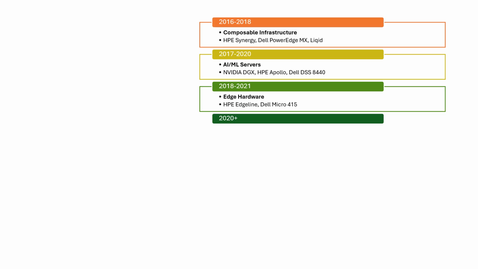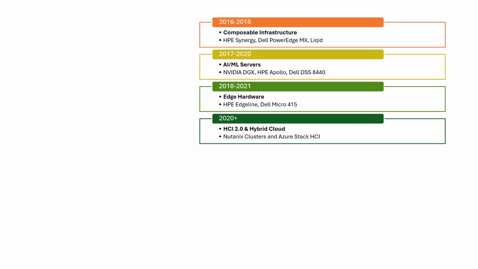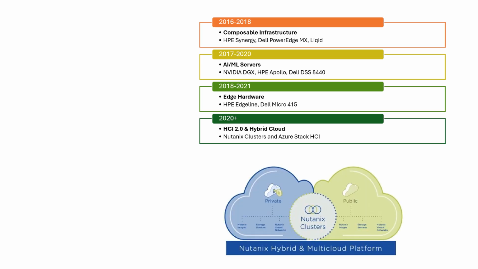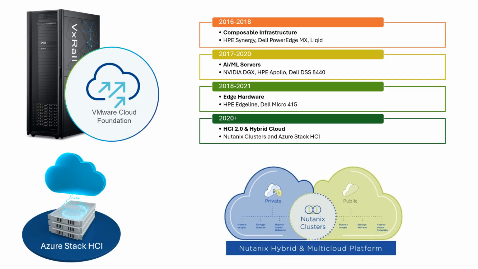From 2020 onward, we entered the era of hyper-converged infrastructure 2.0 and hybrid cloud. This new approach makes it easy to integrate both on-premises and cloud environments. Solutions like Azure Stack HCI, VxRail with VMware Cloud Foundation, and Nutanix Clusters now offer powerful hybrid options that connect private and public clouds smoothly.